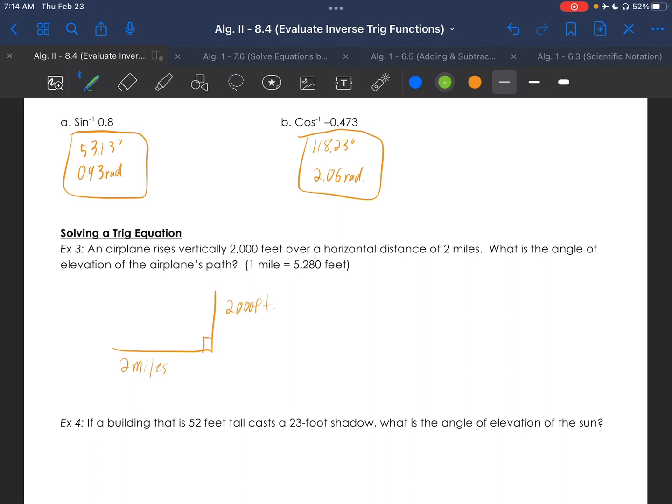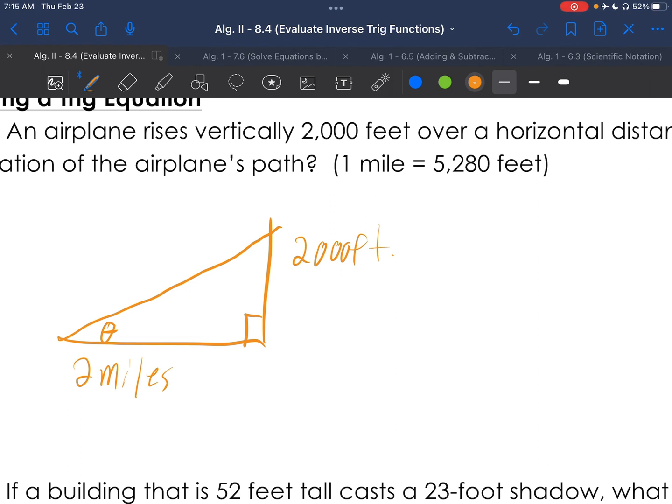Remember, angle of elevation is from a horizontal going up. Angle of depression would be from a horizontal going down. Angle of elevation of the airplane's path. So here's the airplane's path, and we want to know this angle right there. Now, it does thankfully give us the conversion from a mile to feet, because we have 2 miles and 2,000 feet, so we would need the same unit. If 1 mile is 5,280 feet, 2 miles, you double it, and you get 10,560 feet.